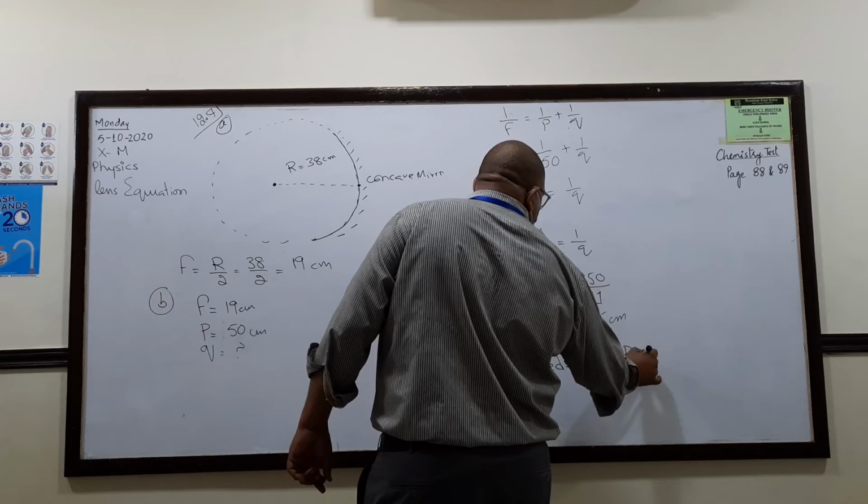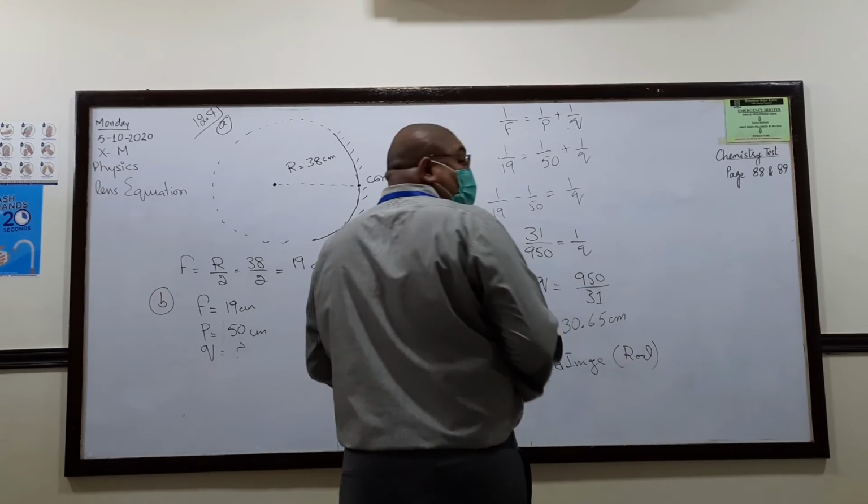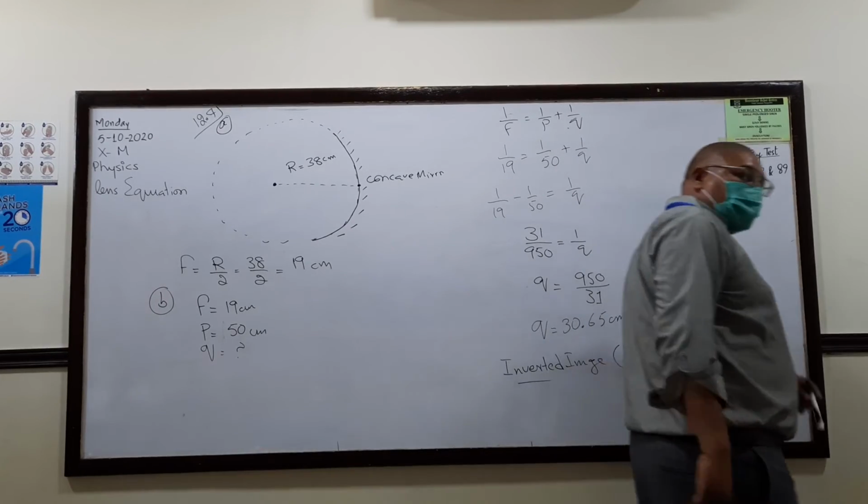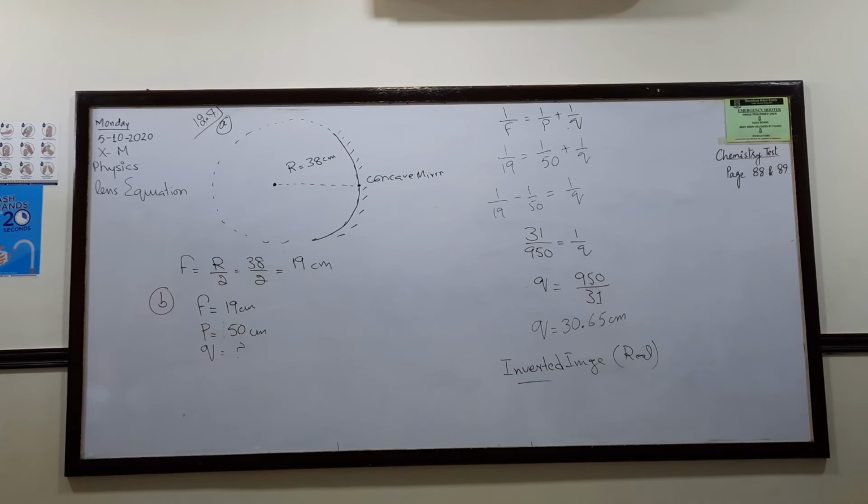The image is real. And we are talking about mirrors, not lenses, okay? In lenses, the same thing will be different. You understand this? Because the Q value was positive, that's why I know that the image formed is real.